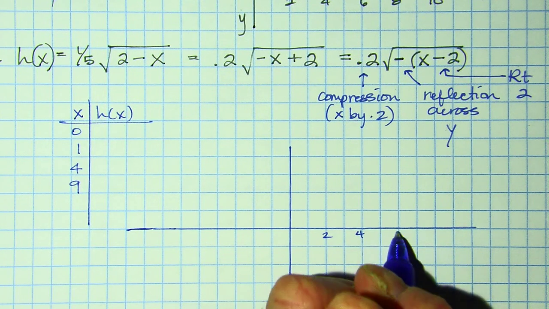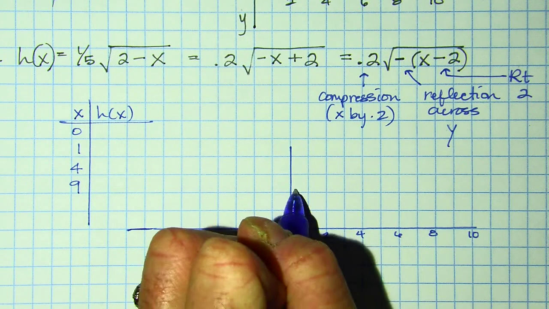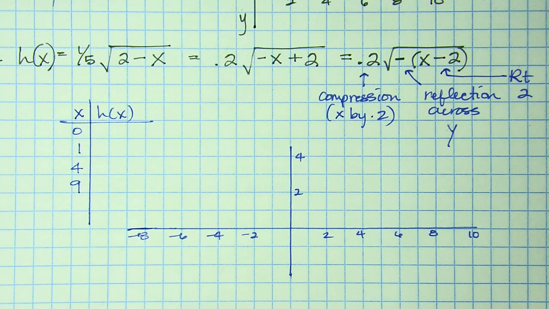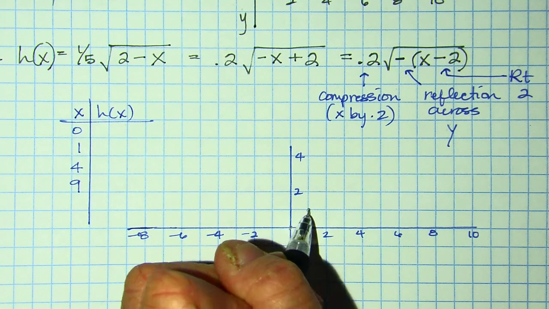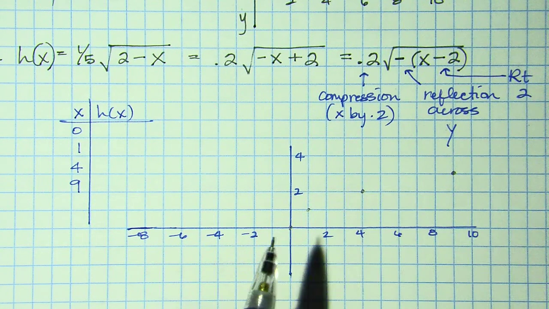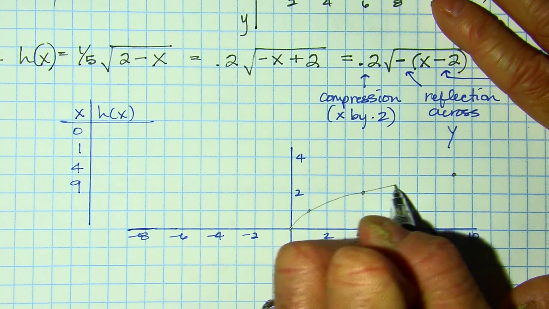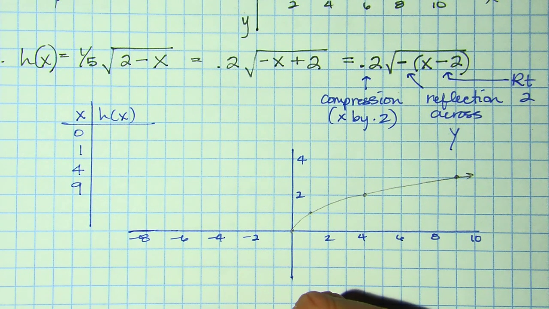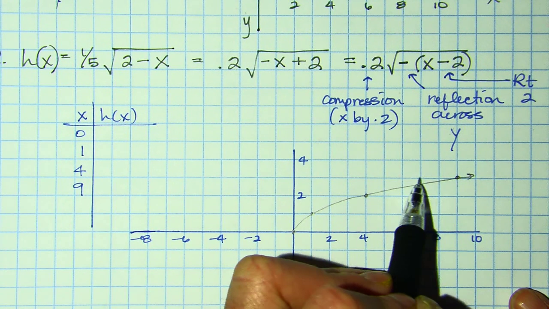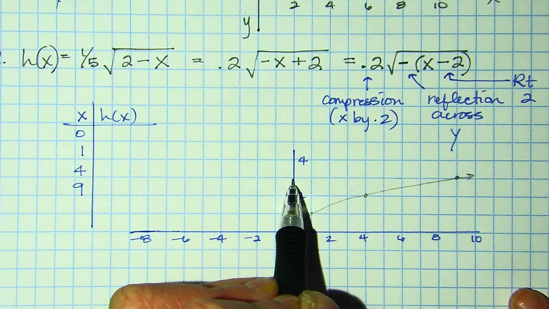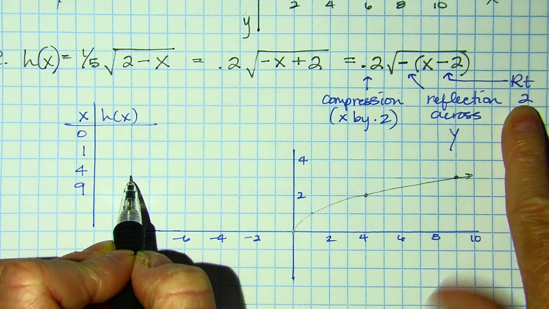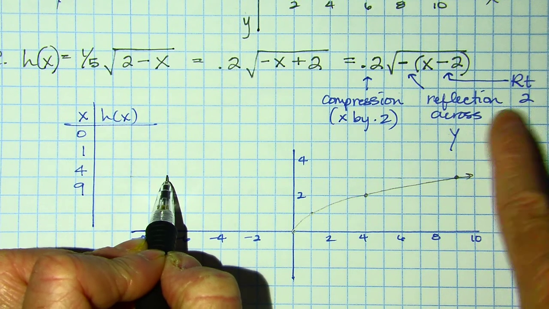So 2, 4, 6, 8, 10, 2, 4, -2, -4, -6. All right, so let's draw our parent function, 0, 0, 1, 1, 4, 2, 9, 3. Okay, so I'm going to start with, I think what's easiest is maybe our reflection. So if I reflect this, this is 9 units away. So I would go 9 units to the left. But then I'm going to end up going right 2. And then I'm going to be compressed by 0.2.